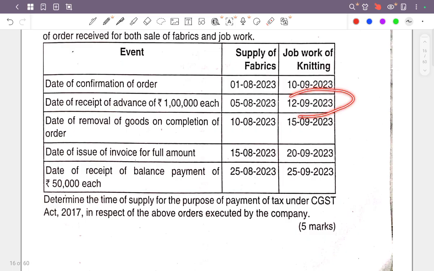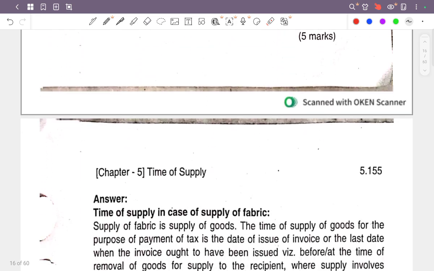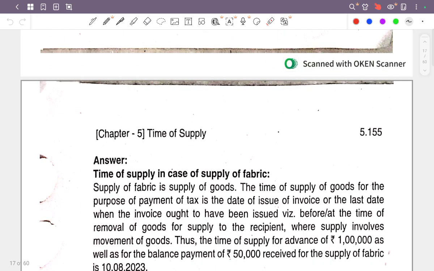So I received the advance of 1 lakh, and the total 1 lakh 50,000 is on 12/9. We will explain. If I may be wrong, we will check.